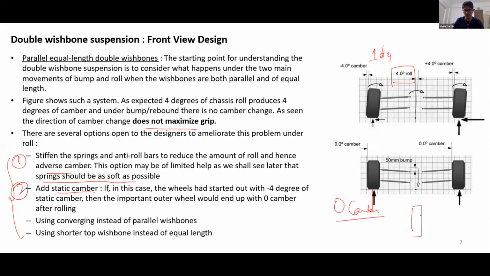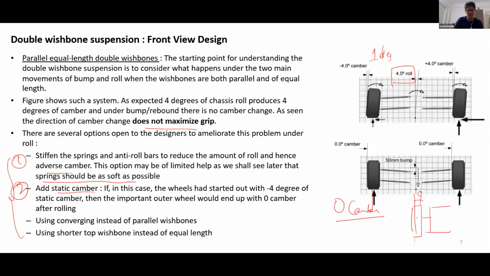Basically, what it is like this. When your suspension is just sitting, it's not running, your car is in static equilibrium, the amount of camber that your wheel has with respect to the road is called the static camber, right? So before your vehicle runs, you can adjust the link position such that your wheels have a certain amount of camber angle, right? That is called your static camber. We can add static camber.